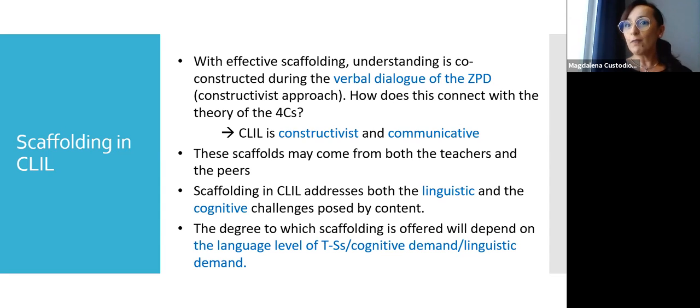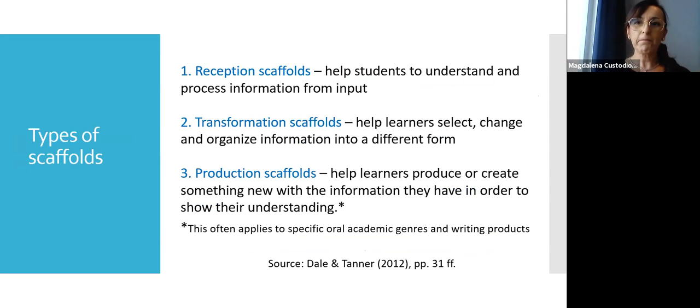And it depends on many factors, but mainly on teachers' and students' English proficiency, English or Spanish or whatever the language of CLIL is, and then the cognitive and the linguistic demand of the content. So as I said before, different contexts demand different types of scaffolding. There are many different types of strategies, but I like this one by Dale and Tanner that describes three steps, like three moments, right? And I usually take these moments into account.